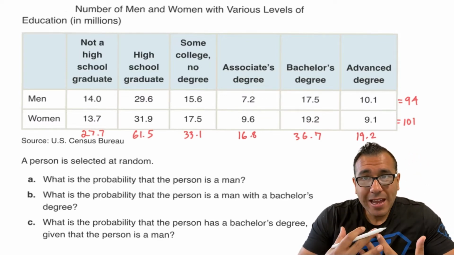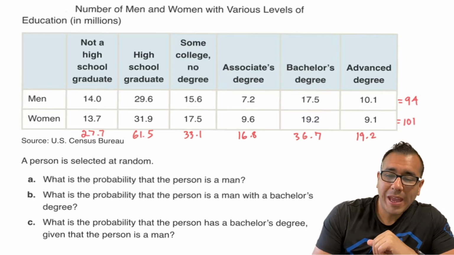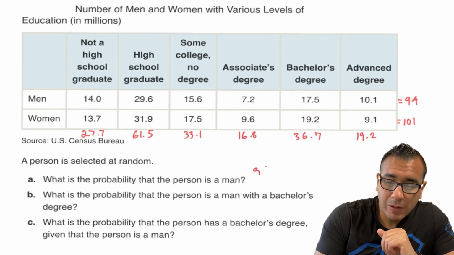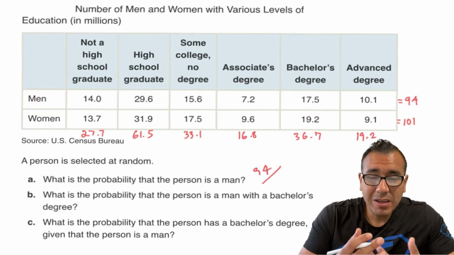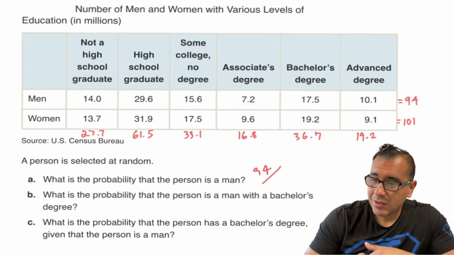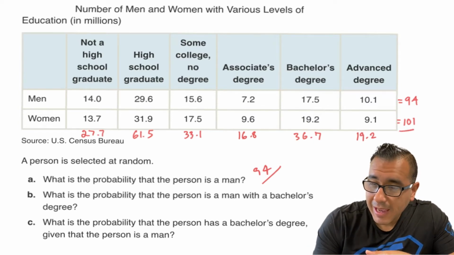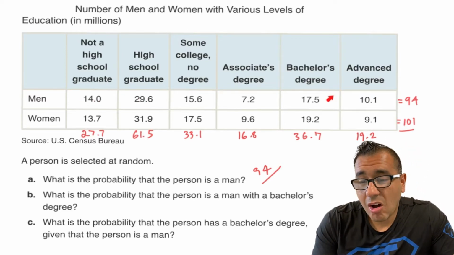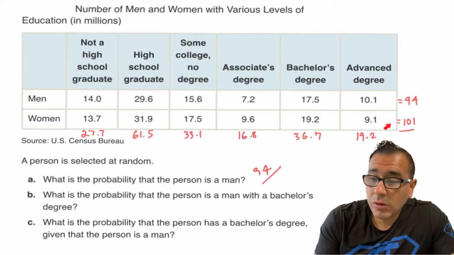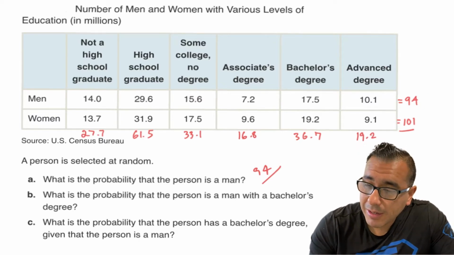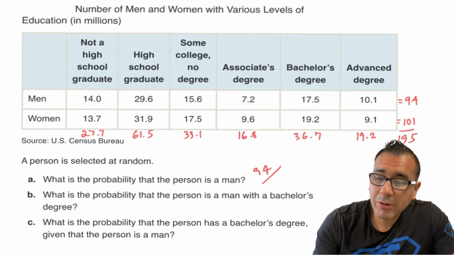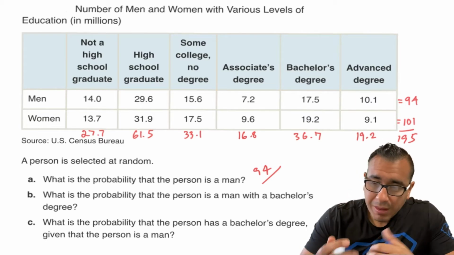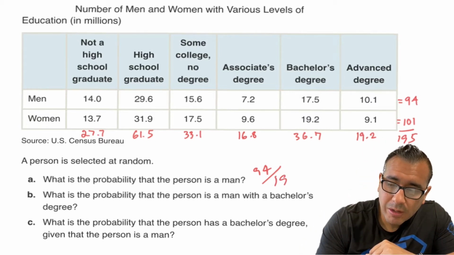So what we do naturally is ask, how many men do we have? Because we're only looking at the men. We have 94 million. So our regular probability would be 94 million divided by the total. I added all the men and put that value here, and I added all the women and put the value here. Now let me calculate our grand total, and we got 195 million people in general.